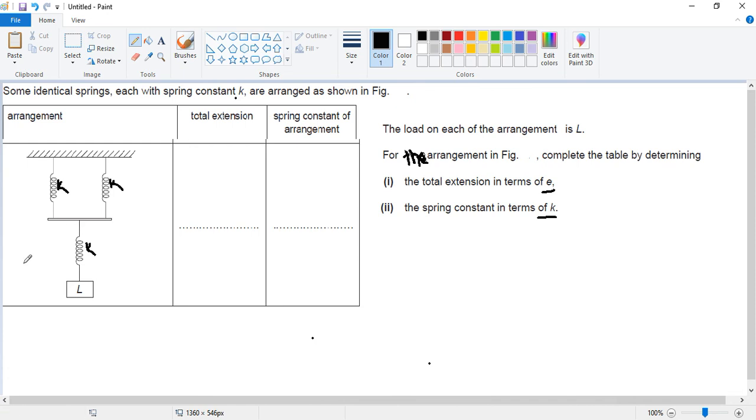If you have one spring supporting the load L, it will extend by extension E. Now if they are in parallel, then the extension reduces. It will actually be a half E. So the extension will be a half E when they are in parallel, because connecting the springs in parallel reduces the extension.